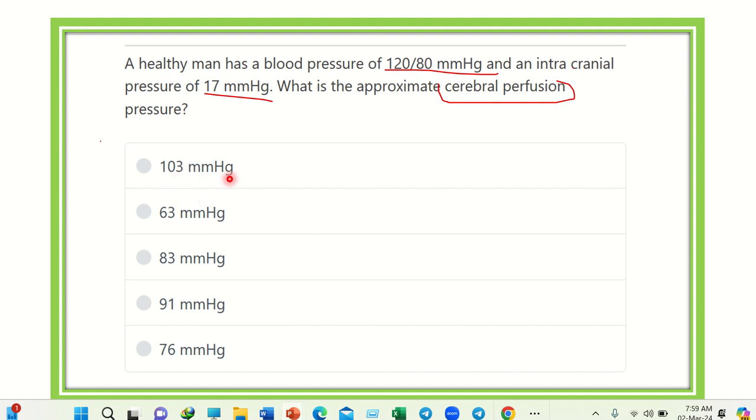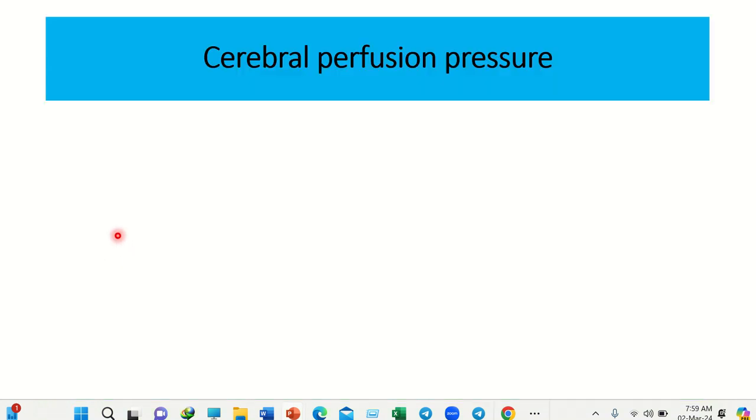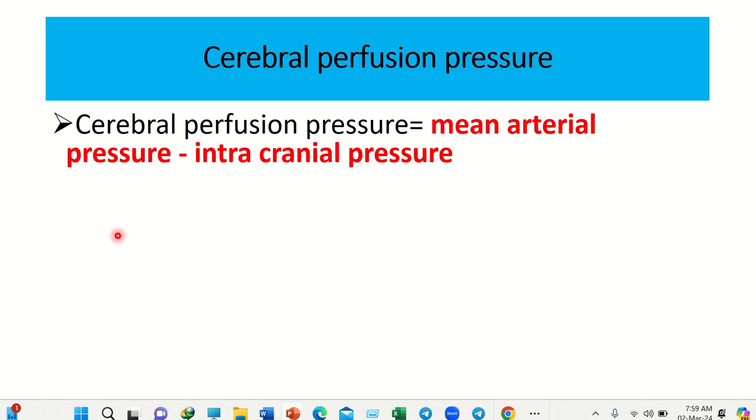Options are 103 millimeter mercury, 63 millimeter mercury, 83 millimeter mercury, 91 millimeter mercury, and 76 millimeter mercury. So we have to calculate, and finally get a number which is compatible with one of the following options. So first of all, what is cerebral perfusion pressure?